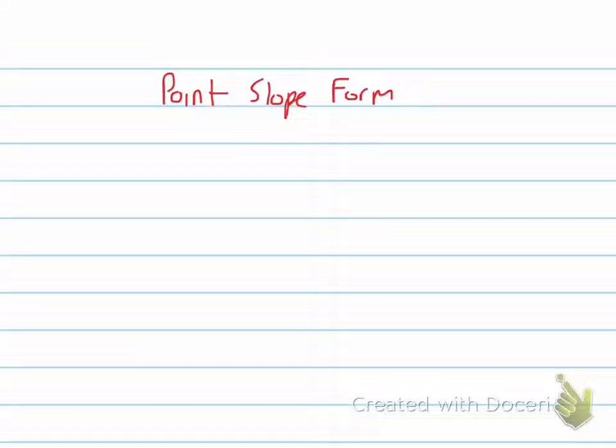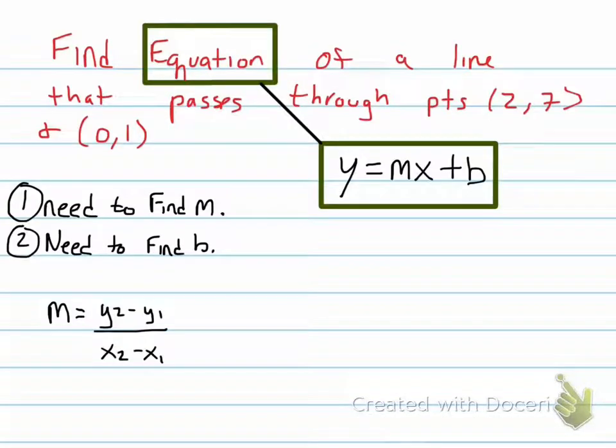Point slope form. Well, first, let's look at this problem. I kind of started doing it, so don't get confused. Usually the red is just what would be the problem: find the equation of a line that passes through points (2, 7) and (0, 1). So that would be your equation, or your question.